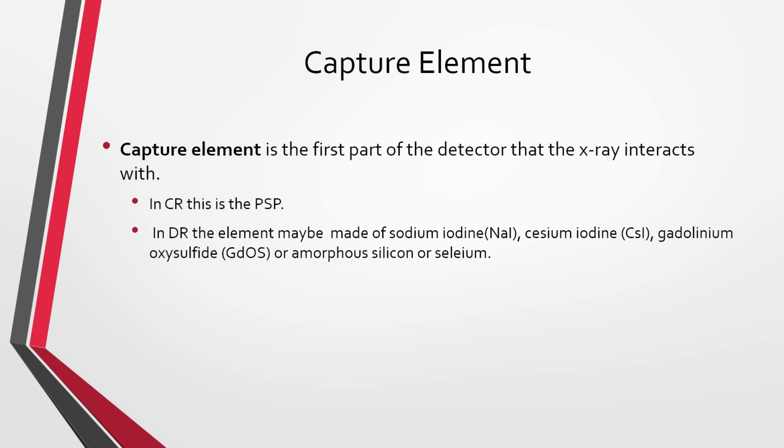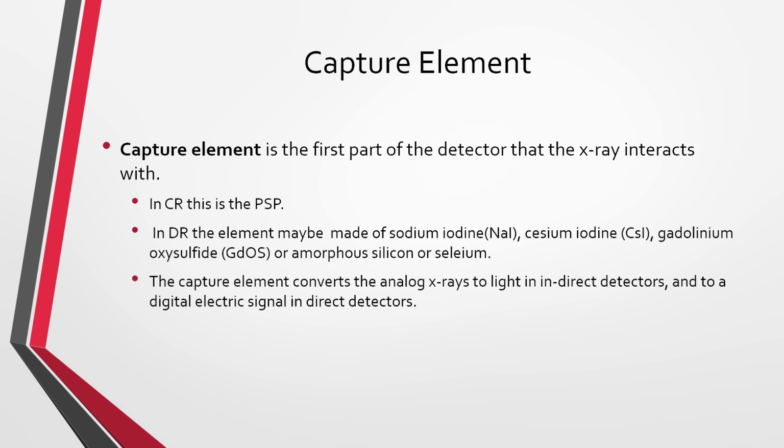Photostimulable plate. In DR, the element may be made of sodium iodine, cesium iodine, gadolinium oxysulfide, or amorphous silicon or amorphous cesium. Okay, I think there should be an "in" there. The capture element converts the analog X-rays to light in indirect detectors and to an electrical signal in direct detectors. So the capture element receives the X-ray, makes sense. Indirect goes to light, as we learned, and in direct it's going to go to an electronic signal through this capture element.